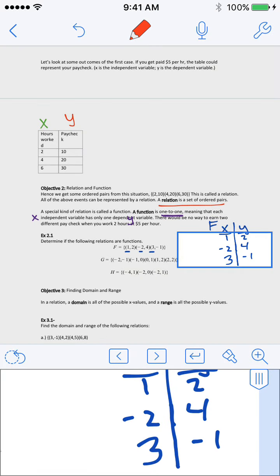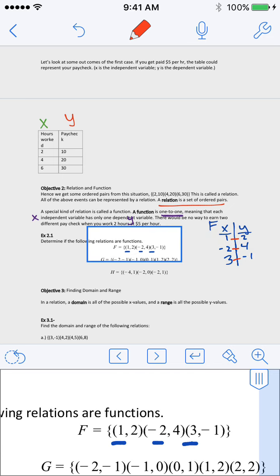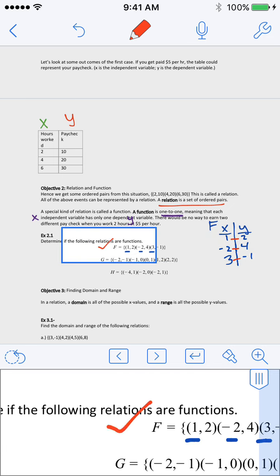No, it doesn't look like that. We have 1 to 1 here. So this is 1, 1, and 1. So we've got one x going only one place. So this is indeed a function. We can put a little check mark for function.